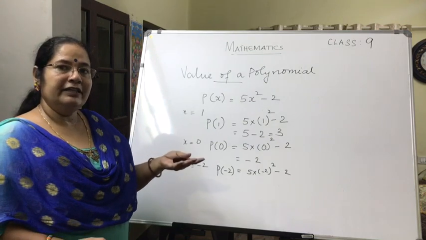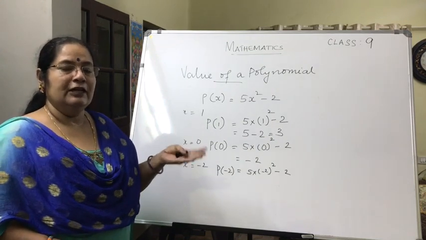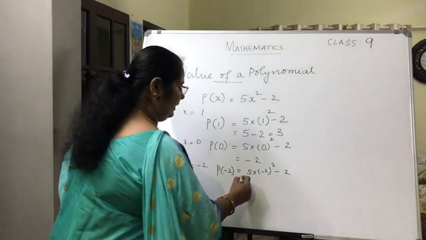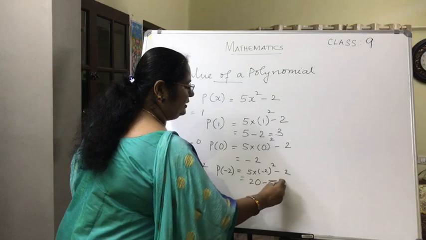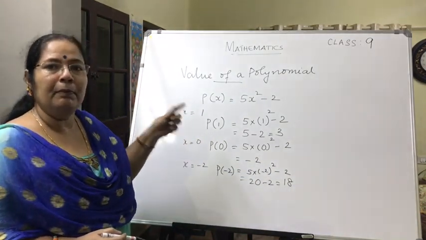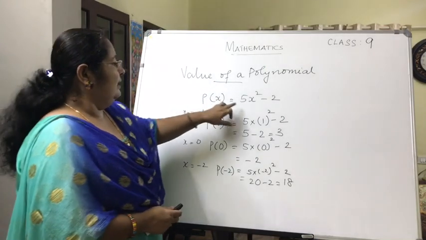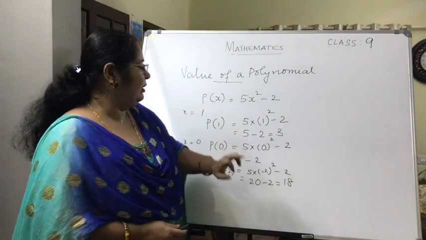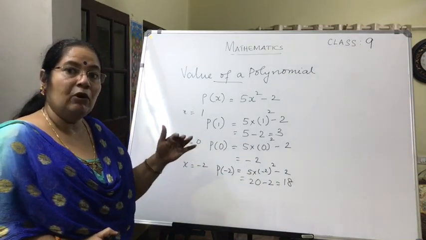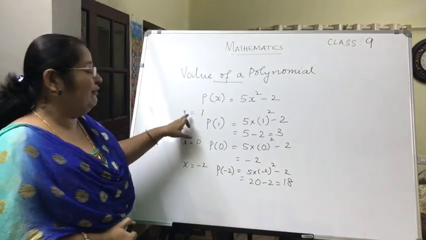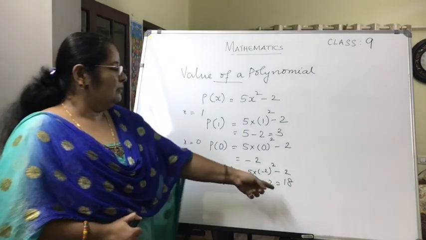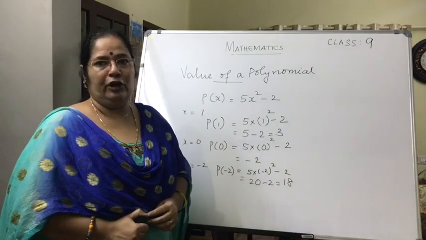When you square a negative number, you will get a positive one. So minus 2 square will be plus 4. 5 into 4 is 20, minus 2, which is equal to 18. So this is the value of the polynomial. So these real constants, that is 3, minus 2 and 18, are all real constants obtained on assigning different values to the variable, say 1, 0, minus 2, etc. So these are the values of the polynomial.